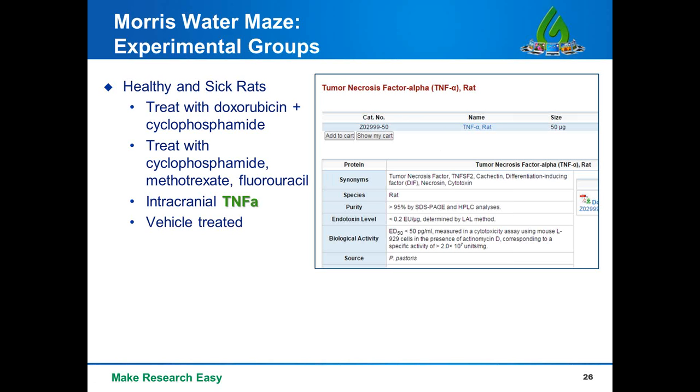In this case, we would expect that animals that have received either the chemotherapeutic agent or the TNF-alpha would perform more poorly than animals that are vehicle treated. We also would expect that healthy and sick rats should perform approximately the same way, depending on their treatment group, because the cancer rat should not be having the chemo brain.